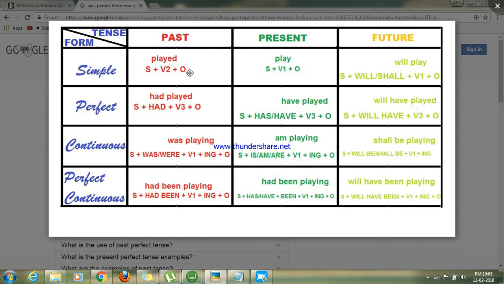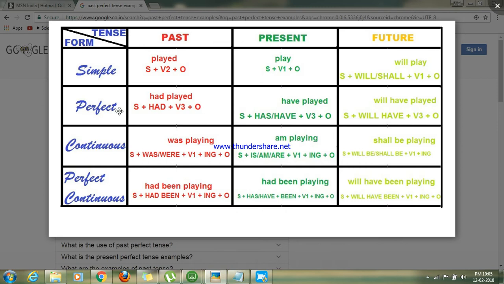Present, past, and future, will play. So subject plus will, shall, plus V1 plus object. Perfect. Remember, for perfect tenses, for regular verbs, you'll see this ed in the end, and you'll see has, had, or have. So for past, it is had, obviously. For present, it is has or have. And for future, it will be will have plus V3.